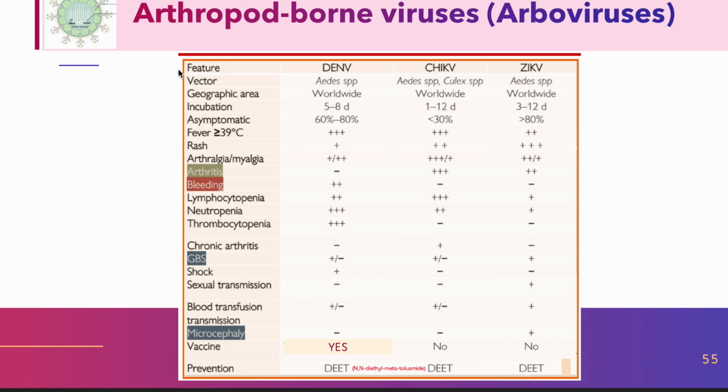So here again, to summarize everything in one slide, please remember these: chikungunya has arthritis, dengue virus has bleeding, and Zika virus has microcephaly.